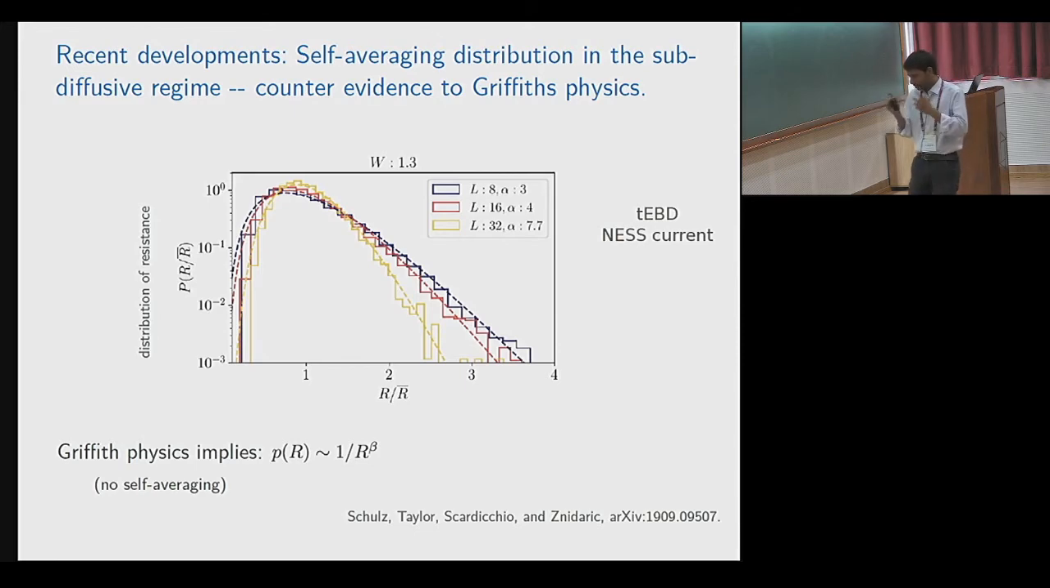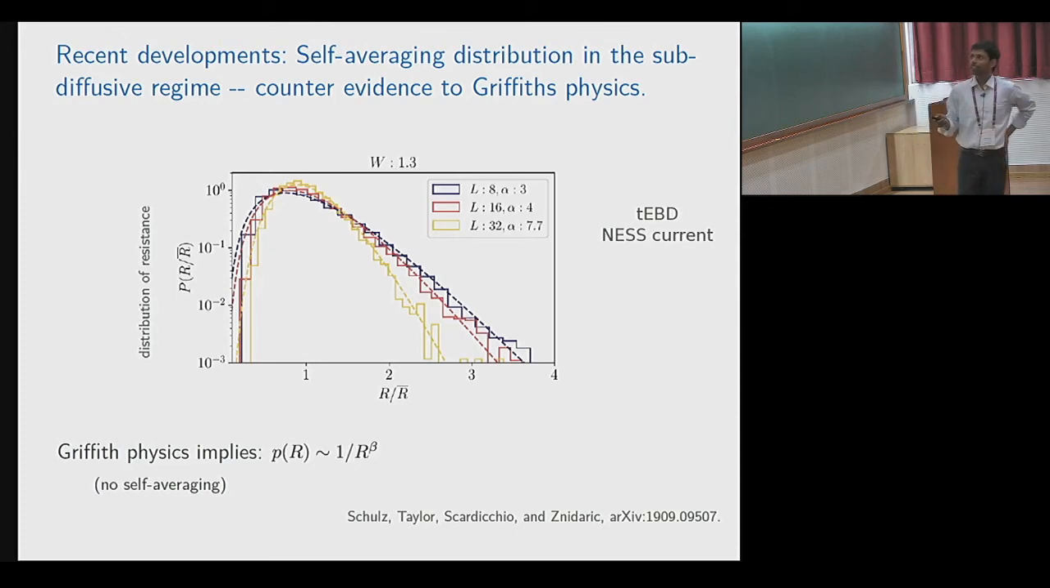And the reason for calculating resistance is the following. If you have Griffiths physics, where there are portions in the system where the resistance is large, then if you know the distribution of the resistance, it will not be a self-averaging quantity. It will have a fat tail. So one would expect if Griffiths physics is there, there will be a power law tail of this distribution.